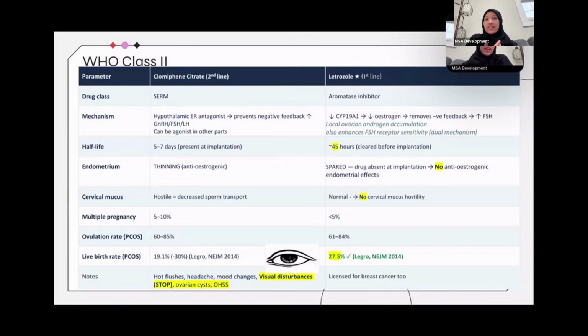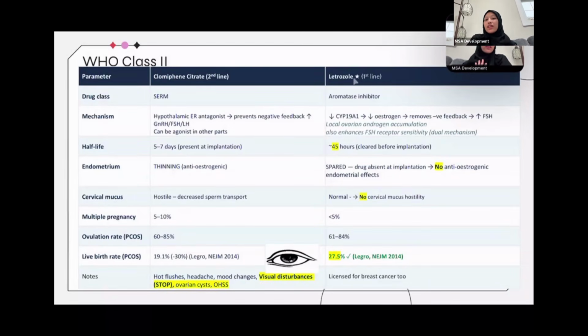Why we don't want that is because it causes side effects, yeah, you can consider this as side effects. Clomiphene citrate can cause thinning of the endometrium, and it will cause the cervical mucus to be hostile, meaning it will be thick. So it will kind of stop implantation from happening, and that's why there are fewer chances of becoming pregnant. So live birth is actually less with clomiphene citrate.